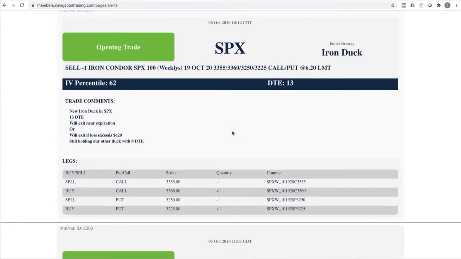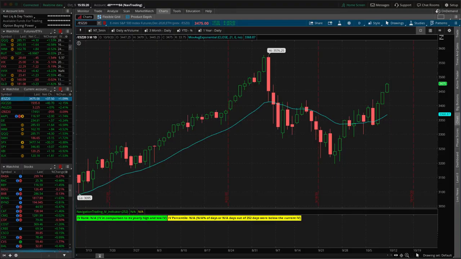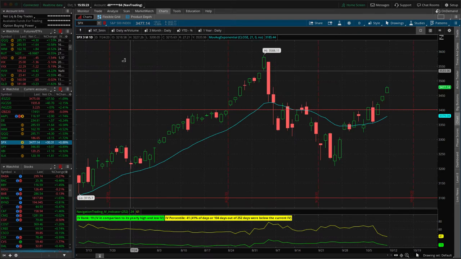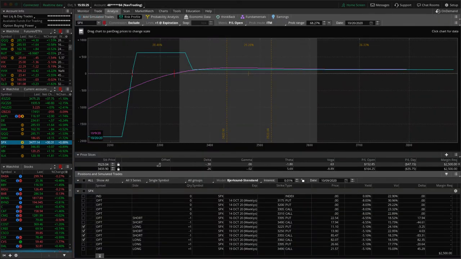Next trade, opening trade in SPX. We added an iron duck here with 13 days to expiration. Let's go to SPX and check out our analyze tab. So this is that duck. Price has already run higher since then, but we've got some time. Still a chance it could get back to the duck head, so we'll hold this. Obviously, if price continues to run higher and there's very little chance of getting back to the max profit area, we will just book that. Otherwise, we will hold this close to expiration.